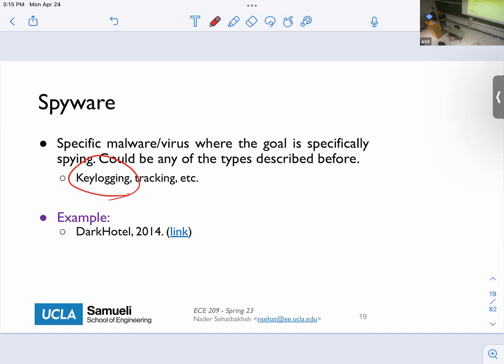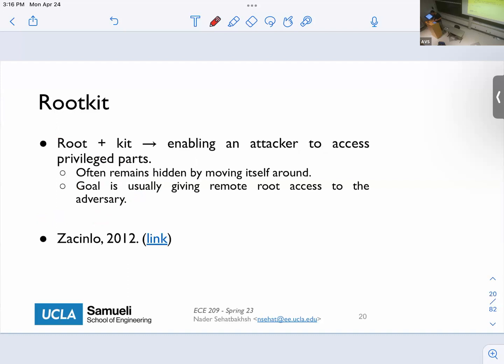So spyware is one of the special types of malware that's just trying to collect information, and doesn't do anything malicious in a sense. It's just collecting information. As a result, it's really hard to detect spyware compared to the others, because it's not running anything other than collecting your information.